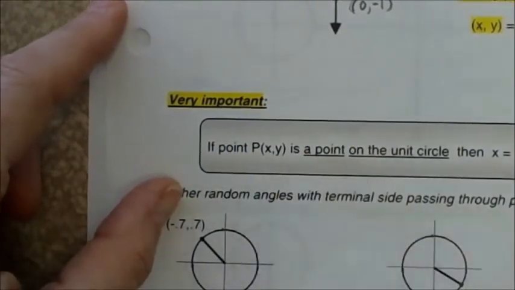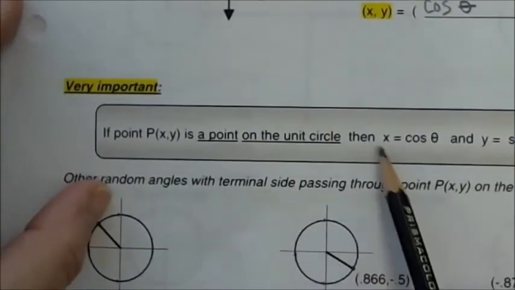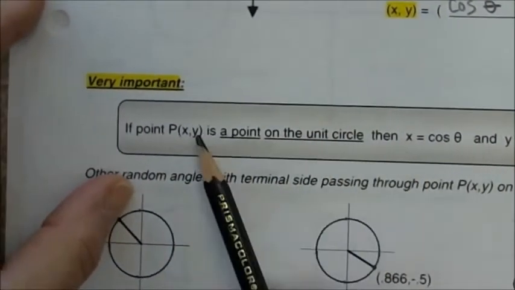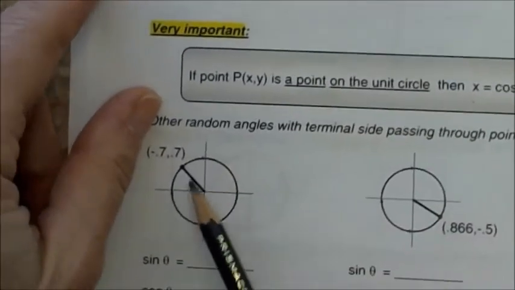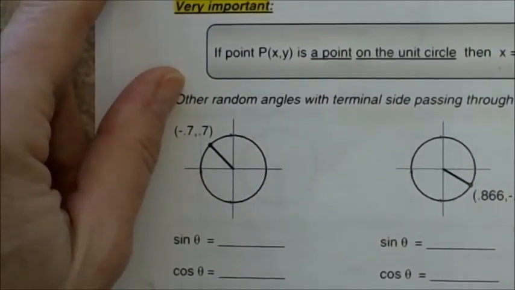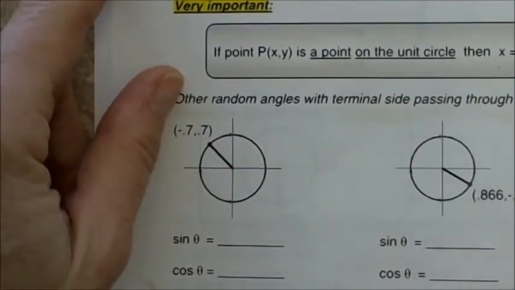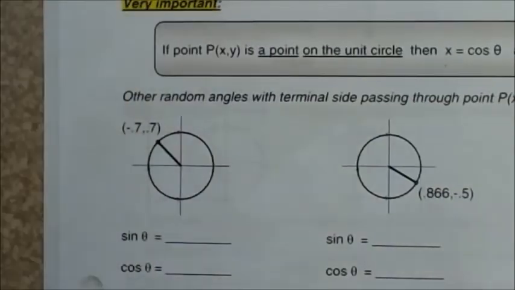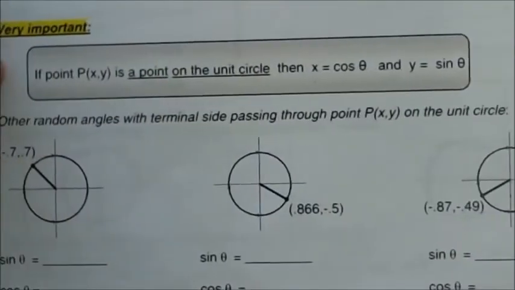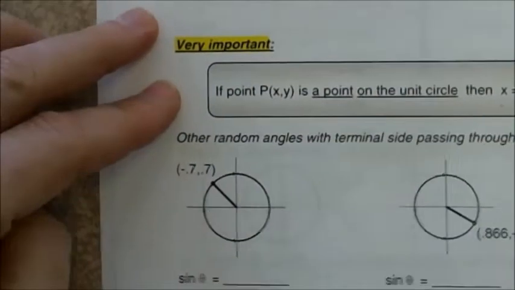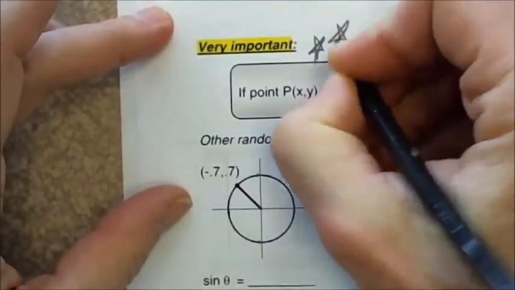And I'm just saying it again, what we just said here, I'm saying it here in bold, that for any point on the unit circle, like all of these points down here, the x value is the cosine of the angle and the y value is the sine of the angle. So this is really important. Put some stars around it.